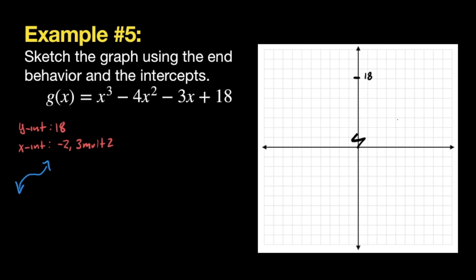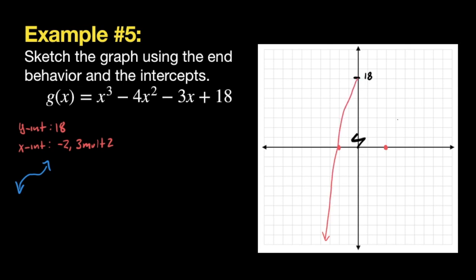So we know that we have two x-intercepts. We have one at -2, and we have one at 3. Based on our graph, we know that we need to start from the negative side and we need to end up in the positive side. So we are going to connect our points.